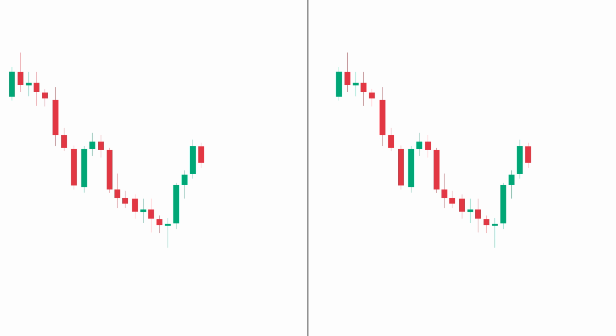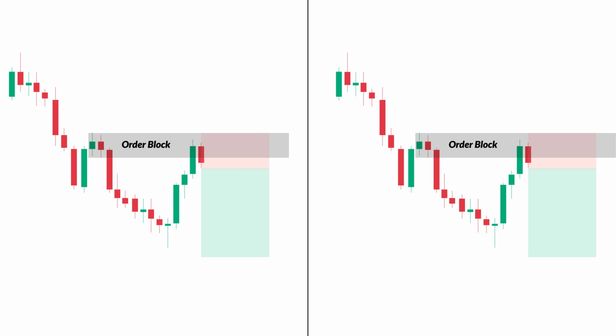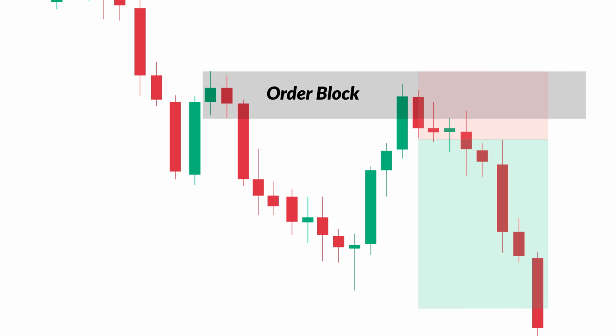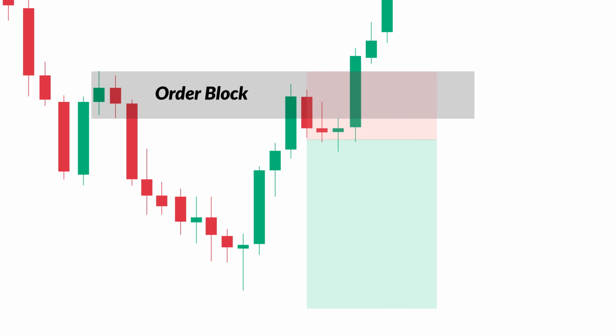Have you ever noticed that two traders can take the exact same setup, using the exact same smart money strategy, yet one gets stopped out while the other catches the entire move? So what's the difference? It is usually not the order block. It is not the liquidity sweep either. The missing piece is confirmation.